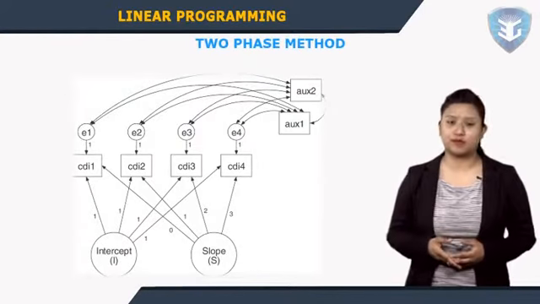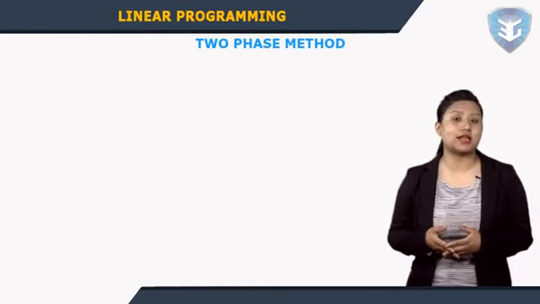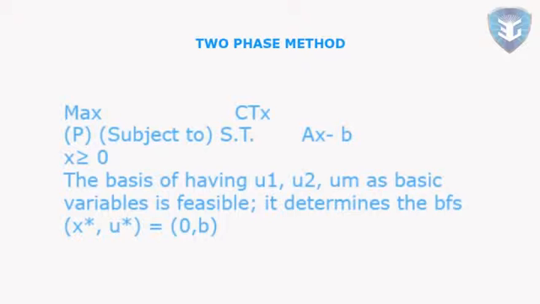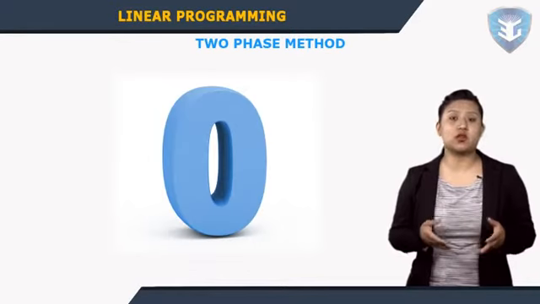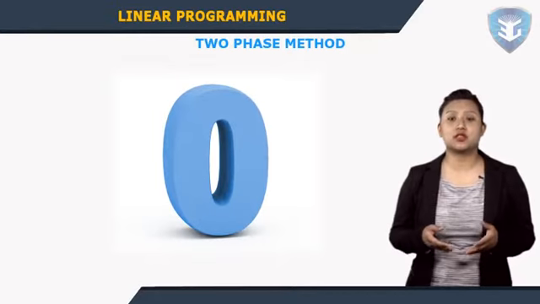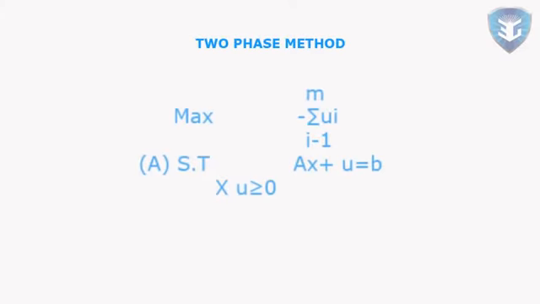Let's now understand the two-phase method. Artificial variables and auxiliary problem. Consider the linear programming problem and let's have a look at the screen. But if we can force all artificial variables to be zero, then the resulting solution gives a feasible solution to P. So we change the objective function, watch the screen. This is called an auxiliary problem.